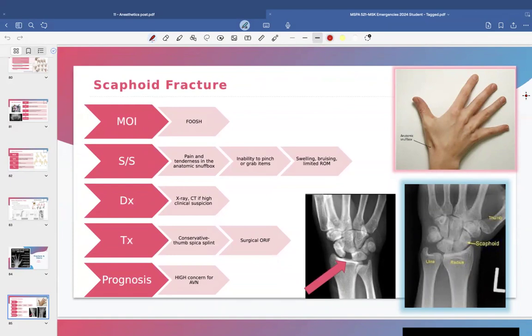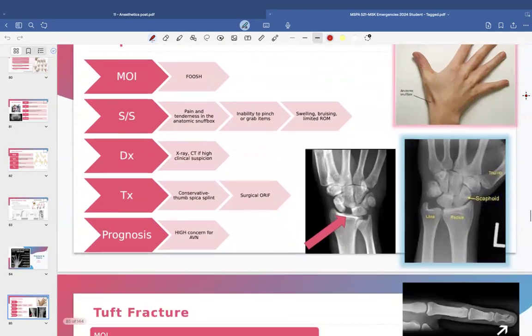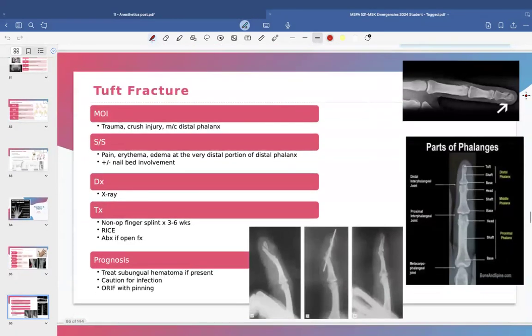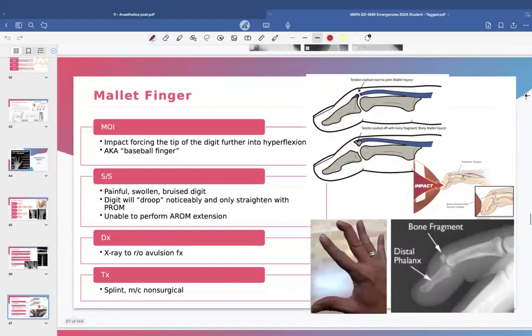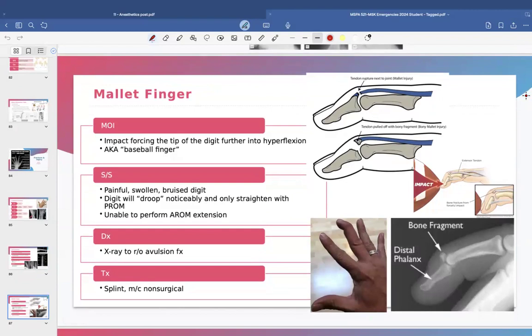Here's your little pointer tip fracture. Here's when your pointer tip is going into hyperflexion. Here you go, mallet finger, baseball finger. Mallet finger, baseball finger, hyperflexion, pointed down. Get an x-ray, make sure that you're not having an avulsion fracture. Splint them. Don't do surgery.